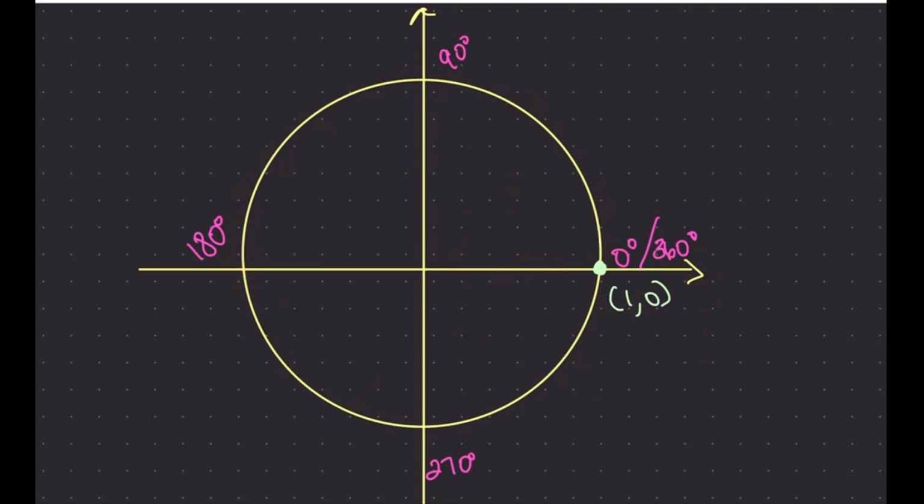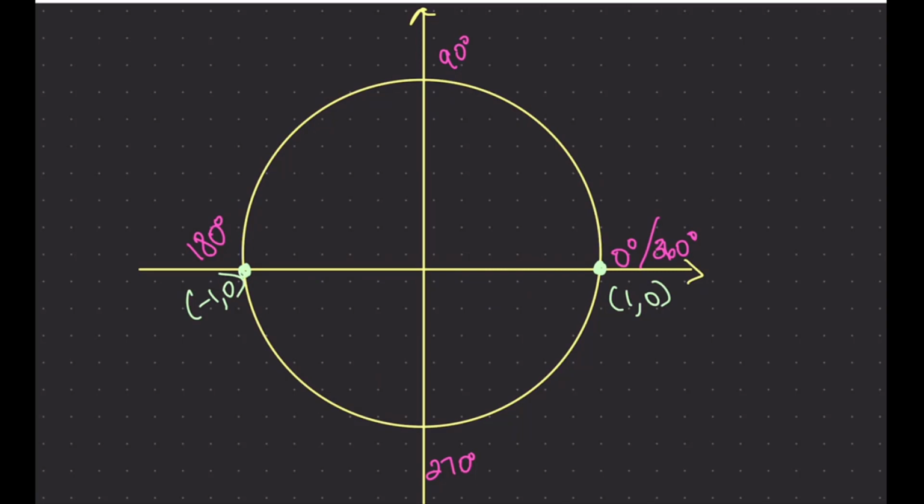Let's see if we can figure out this point. Okay. So if I start at the origin, how far to the left did I go? Negative 1. How far up or down did I go? 0. So this would be the point negative 1, 0. Right?